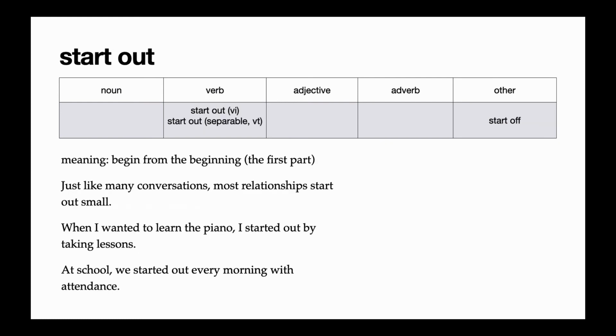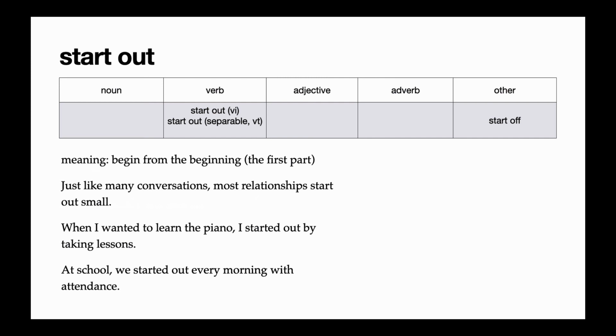Next, we have the phrasal verb start out. And start out means to start from the beginning. Begin from the beginning, the first part. In the reading, we said, just like many conversations, most relationships start out small. That means most relationships in the beginning are small. Our second example, when I wanted to learn the piano, I started out by taking lessons. So starting here is starting in the very beginning. Or at school, we started out every morning with attendance. That means started in the beginning of every day.